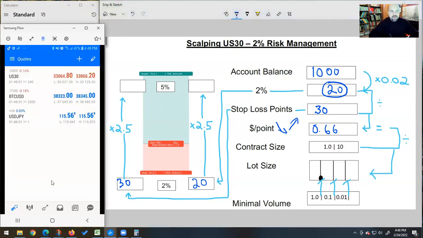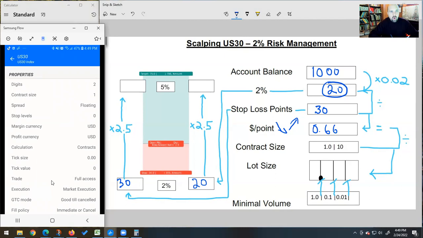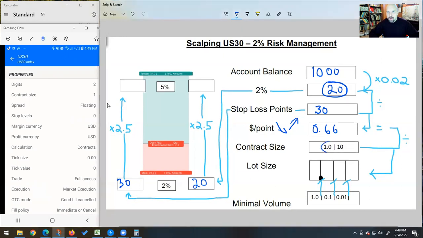I have my phone streamed right to the computer here. So again, pick the pair you want. I'm going to pick US30 because that's what I'm using for this demonstration. I click on it and go to properties. You go down here, and look at this: contract size. Let you know this is on MetaTrader 5. So contract size is 1. Wait a minute, Morris, I'm using MetaTrader 4.